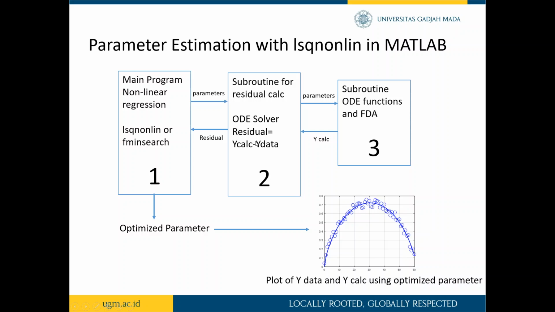And then this residual will be sent back to the main program, lsqnonlin or admin search, and they both work on the gradient search method. Then lsqnonlin will decide the updated parameter values, and they will do it continuously until you obtain the minimum value of the residual sum of the square. When lsqnonlin or admin search stops, the main program will give us the optimized parameter.